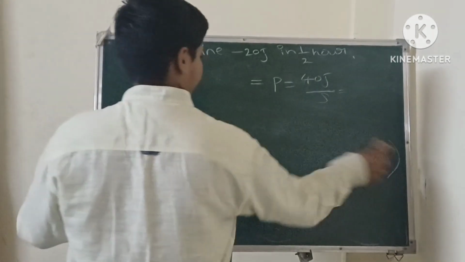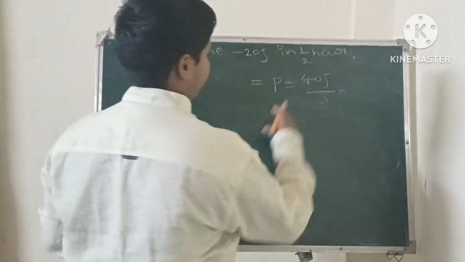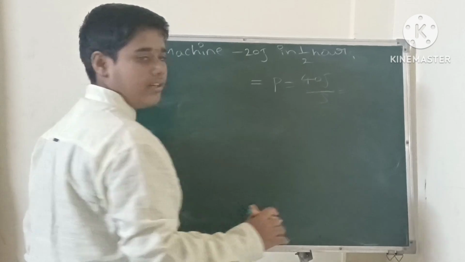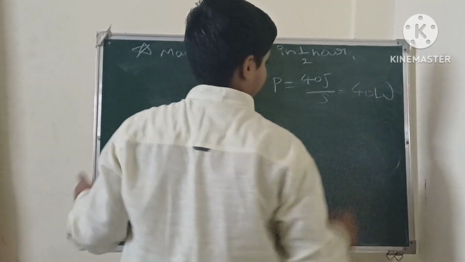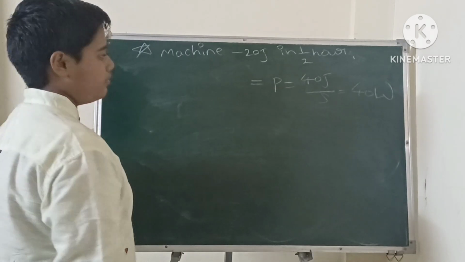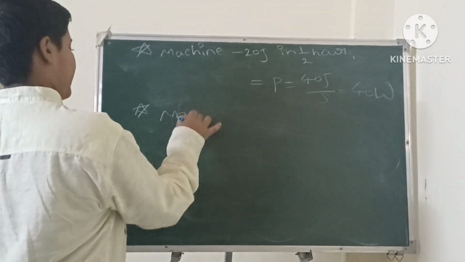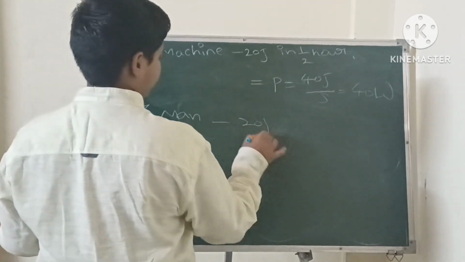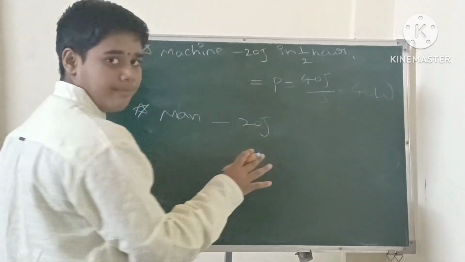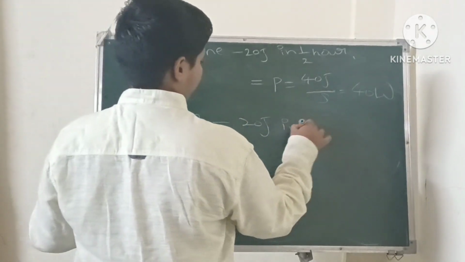And now here, a machine works 20 joules in half an hour and the power is 40 joules per second. It is written as 40 watt. Okay? And another, here a person works 20 joules, the same work, and the man works in 1 hour.